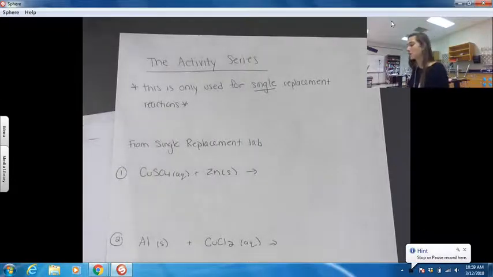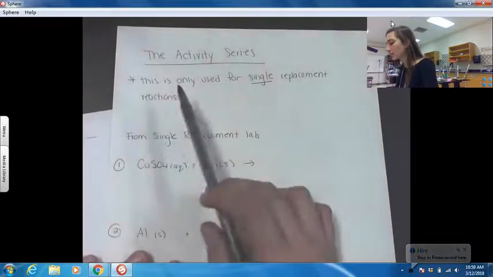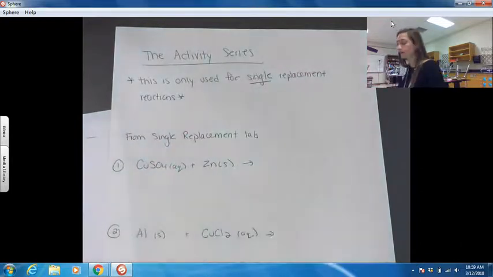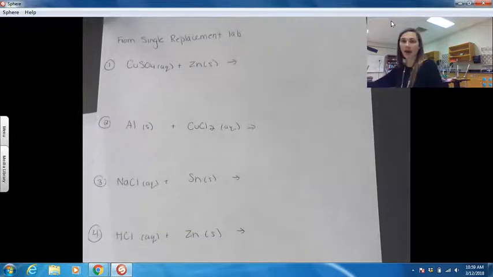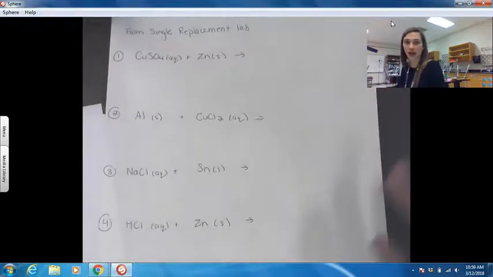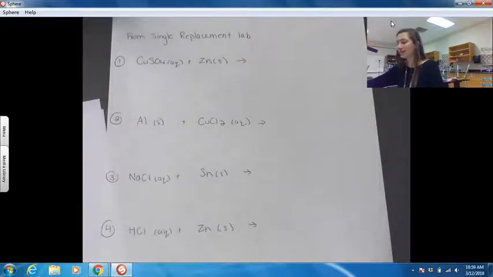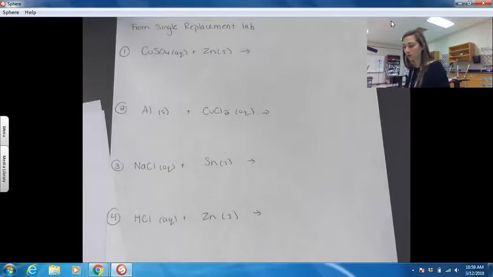Okay, so we are going to learn about the activity series. Now, the activity series is only used for single replacement reactions. That is it. So what we want to do is look at the 4 reactions that were part of the single replacement lab. If you have not watched the single replacement lab video yet or have not done the lab, please watch that first before you do this.